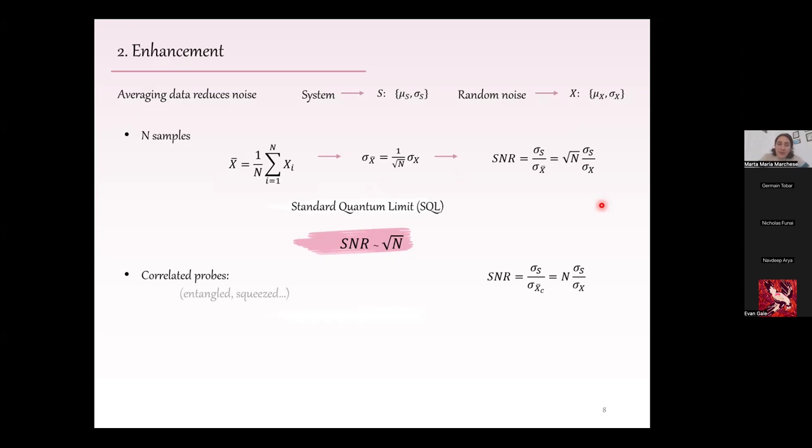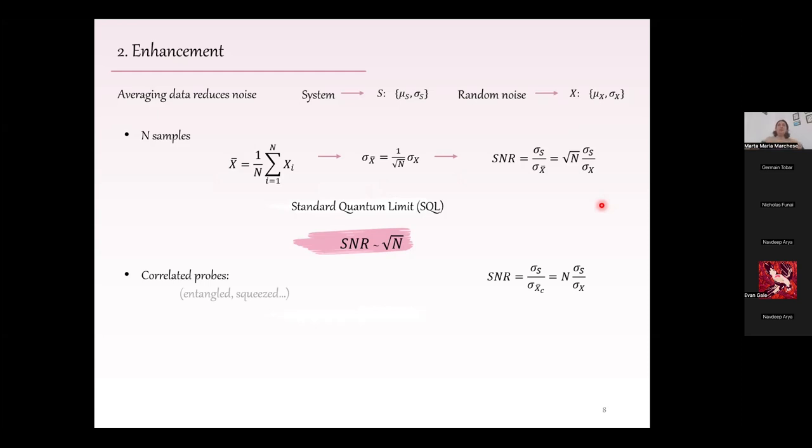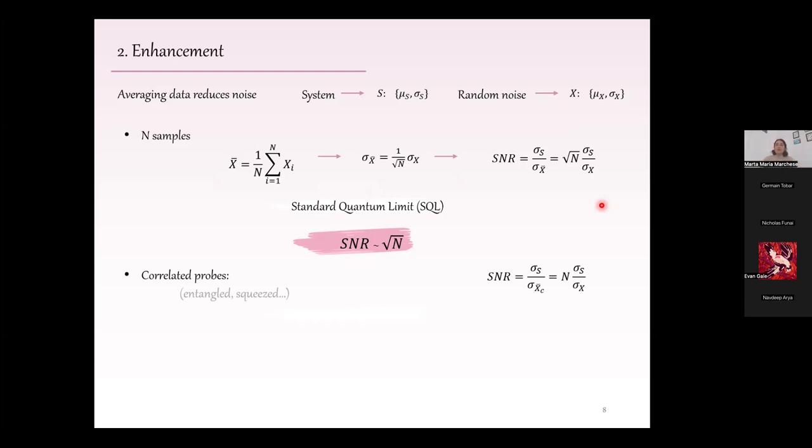Something that creates a lot of excitement is the fact that if you correlate these probes, all these copies of the system, and if we create some correlations between them, some entanglement or some squeezing, it is possible to beat this standard quantum limit and to increase the signal-to-noise ratio by another factor of square root of n. So in total, we will have factor n scaling for the signal-to-noise ratio, and this is known as the Heisenberg limit.